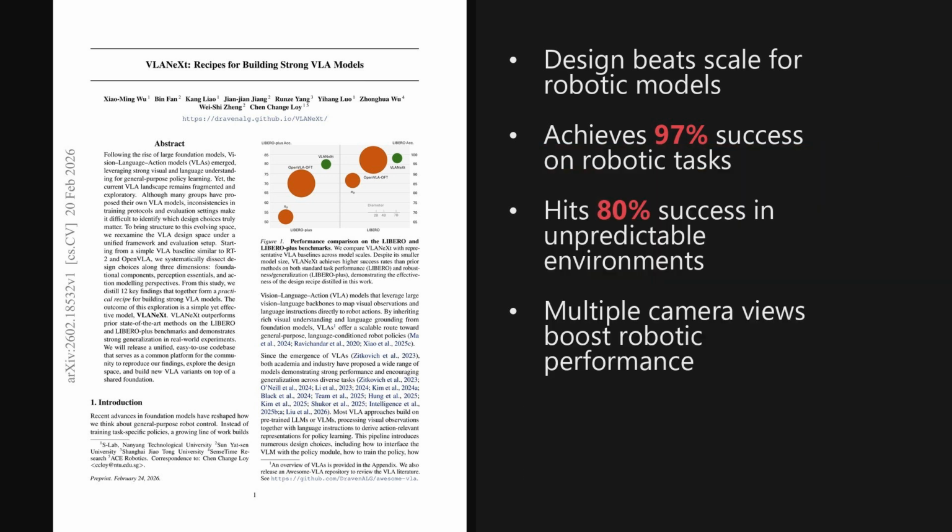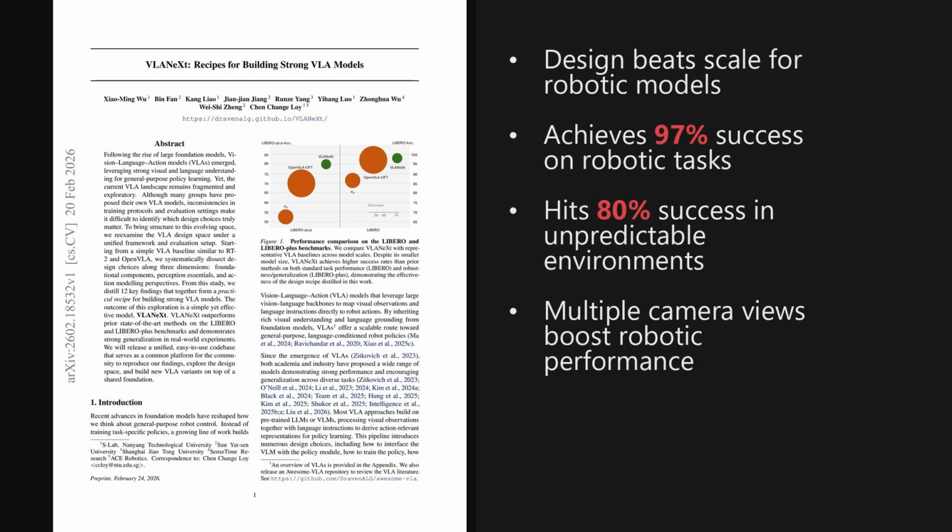I'm Alex. Today, we're looking at a paper from the Hugging Face trending list published on February 20th, 2026, just 4 days ago. It presents a systematic breakdown of the design space for vision language action models, distilling 12 key findings into a new architecture that hits over 97% success on standard benchmarks. The paper is titled VLANeXt, Recipes for Building Strong VLA Models.